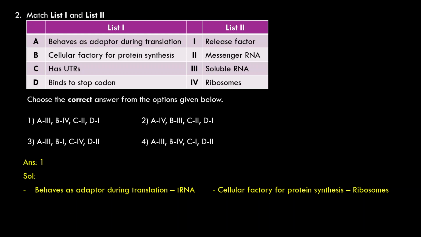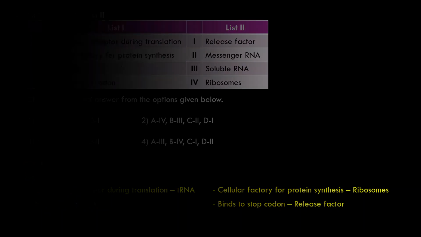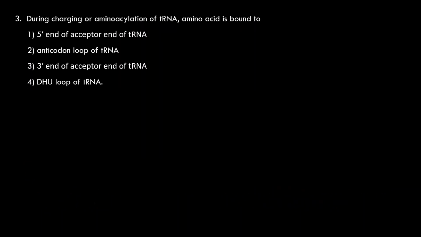So transfer RNA behaves as the adapter during translation. Ribosomes are the cellular factory for protein synthesis. Messenger RNA has UTRs. Release factor binds to the stop codon. Going to the next question.